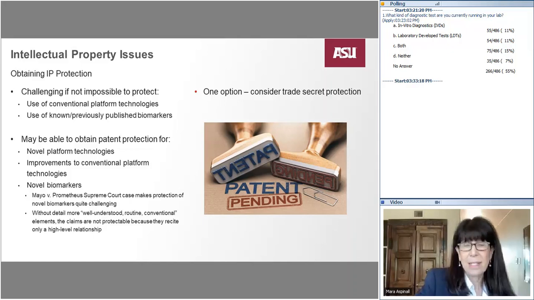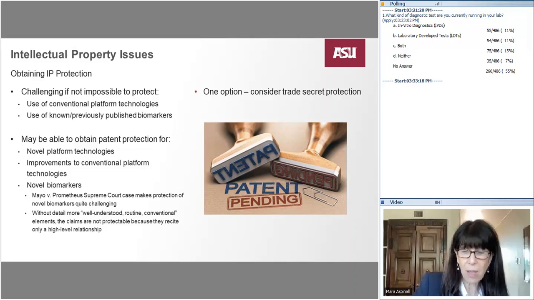You probably know that. Secondly, the use of known or previously published biomarkers. That is a key. But that does not mean, and I'm going to talk about some legal cases around this, it does not mean that you shouldn't look or at least consider it. So first, let me start with, you might get IP protection on novel platform technologies. You might get IP protection on improvements to conventional platform technologies, although I'd say work with the manufacturer and ask about that, so to make sure you understand where they are. But then the area that most people talk about are novel biomarkers.